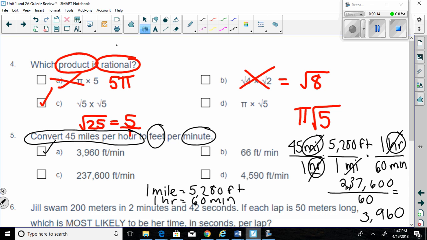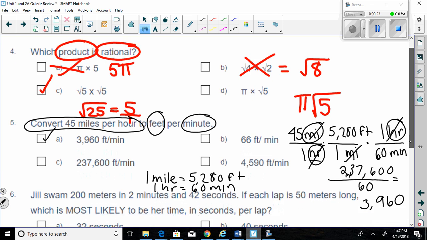I don't think this will be it. My guess is it's going to be some sort of function question, like quadratic, exponential, linear. That's going to be a lot of it.